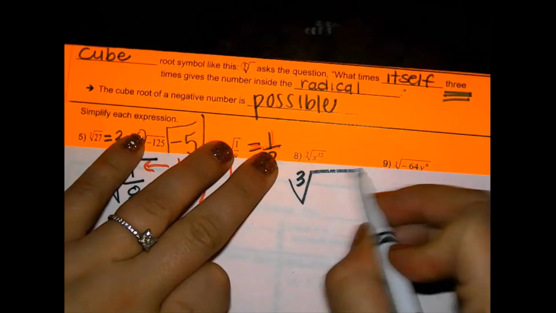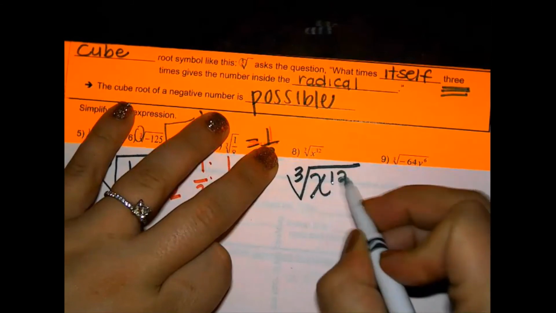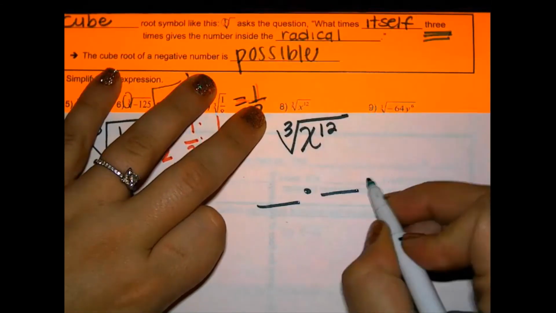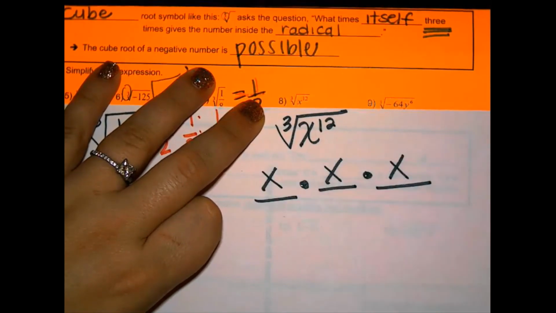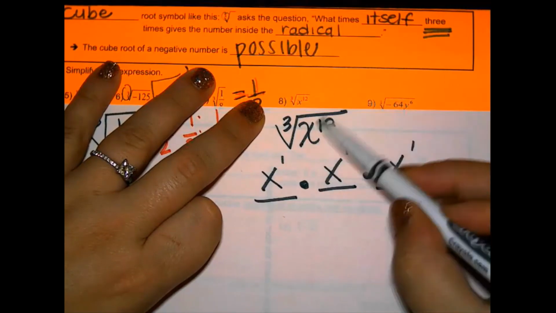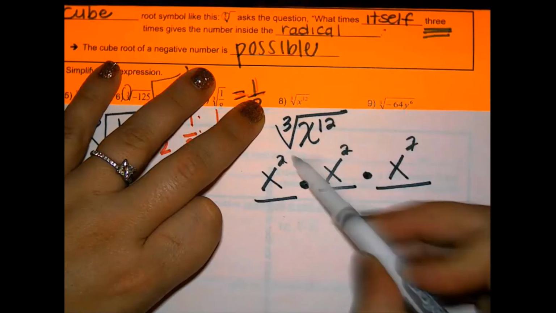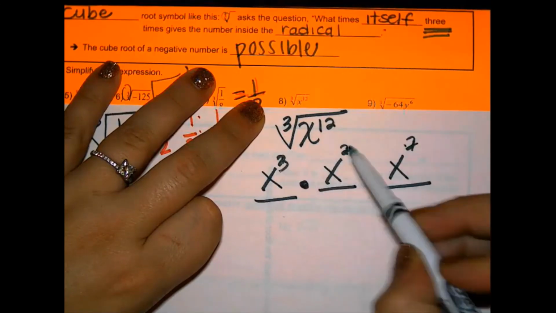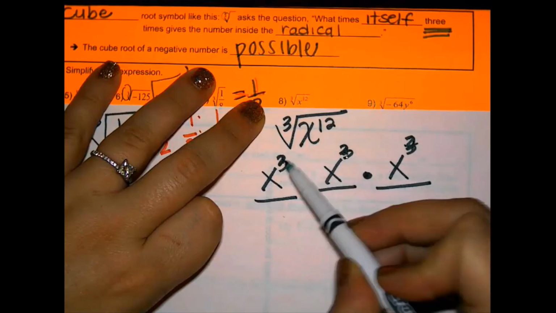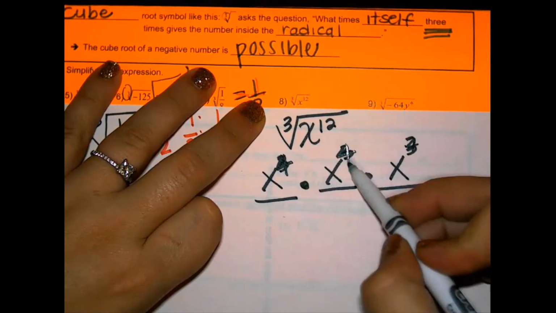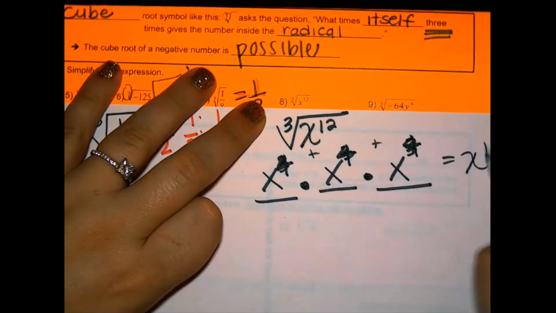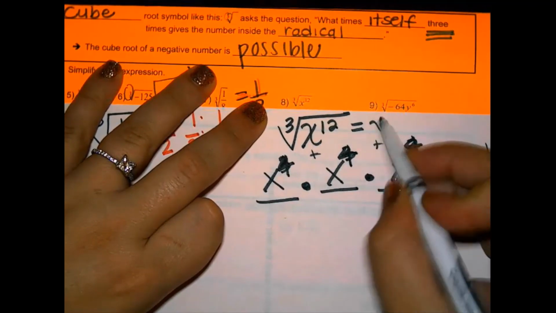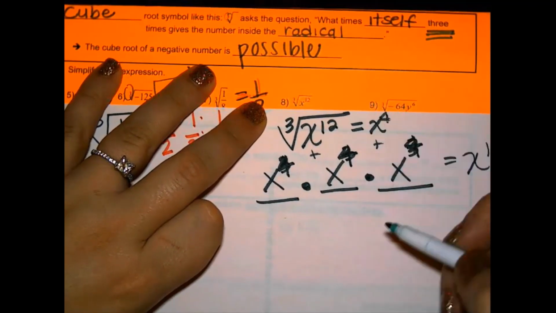This is saying, what times itself 3 times is x to the 12th? So if I put an x here, an x here, and an x here, we've learned in this class that when you multiply, you add the exponents. So that would make 3. We need 12. If we make all of these 2, that would be 2, 4, 6. If I make all of these 3, that would be 6, 7, 8, 9, not enough. But if I make all of these 4, then when you add them all, it would make x to the 12th. So that's how I know the answer to this is x to the 4th power.